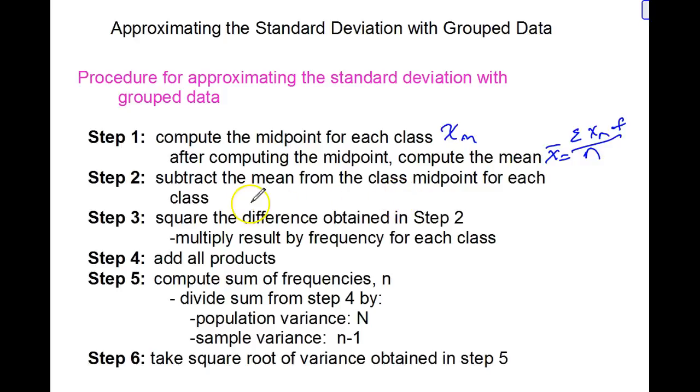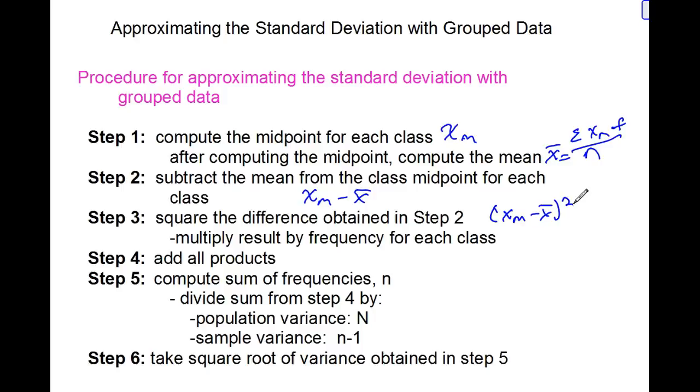After we've computed the mean, we're going to subtract the mean from each class midpoint for each class. So that means we're going to take the midpoint and subtract the mean from it. This is our deviation that we discussed for regular standard deviation. Then we're going to square the difference, just like we have before. We're going to take that midpoint minus the mean, and we're going to square it.